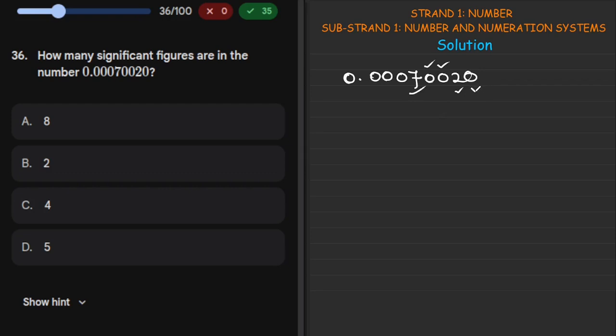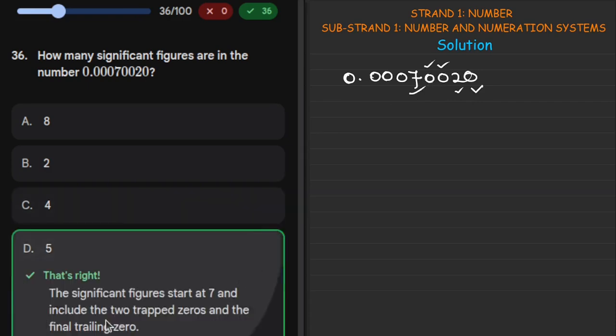And this last 0 we see here is a trailing 0. A trailing 0 that actually comes after our decimal place. So it is also significant. Hence, you have 1, 2, 3, 4, 5. There are 5 significant figures right there.